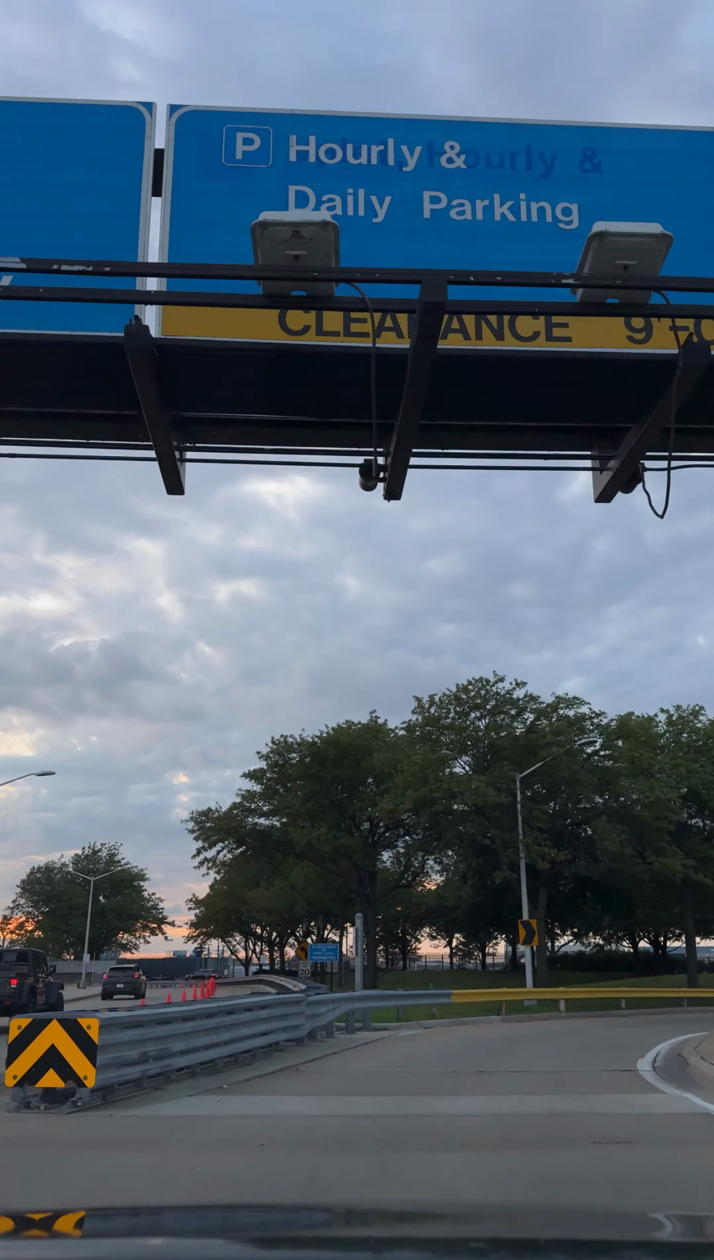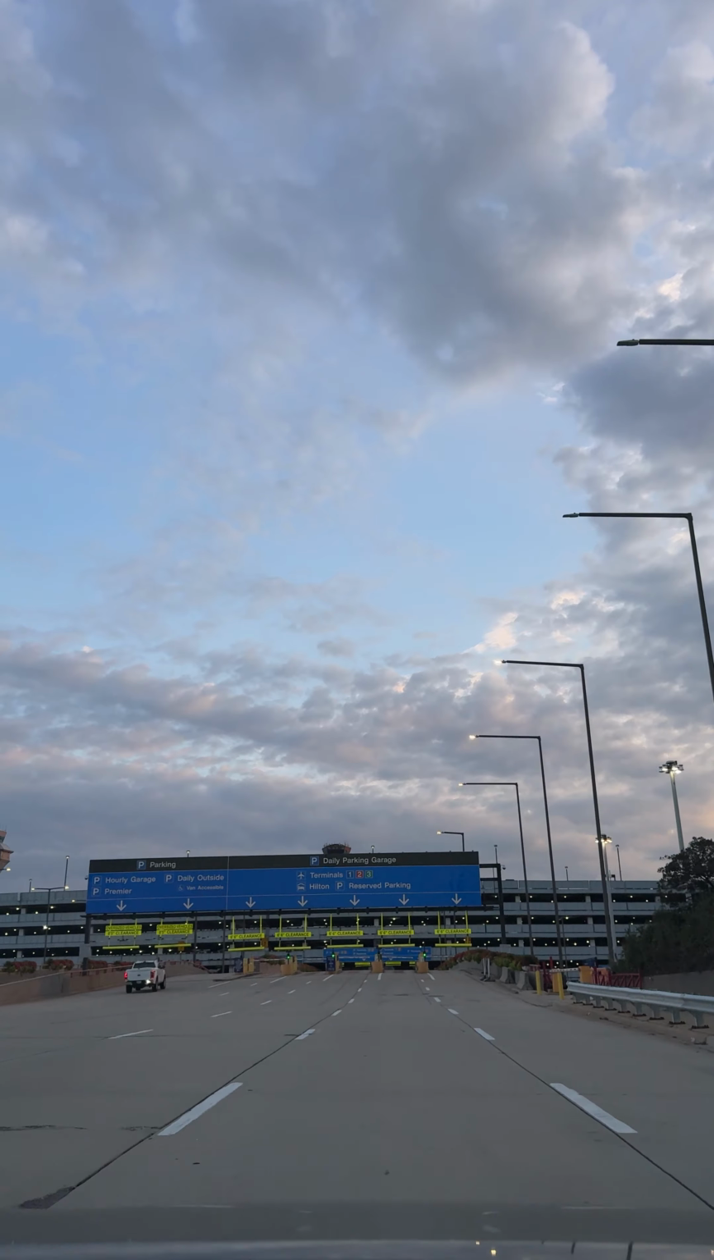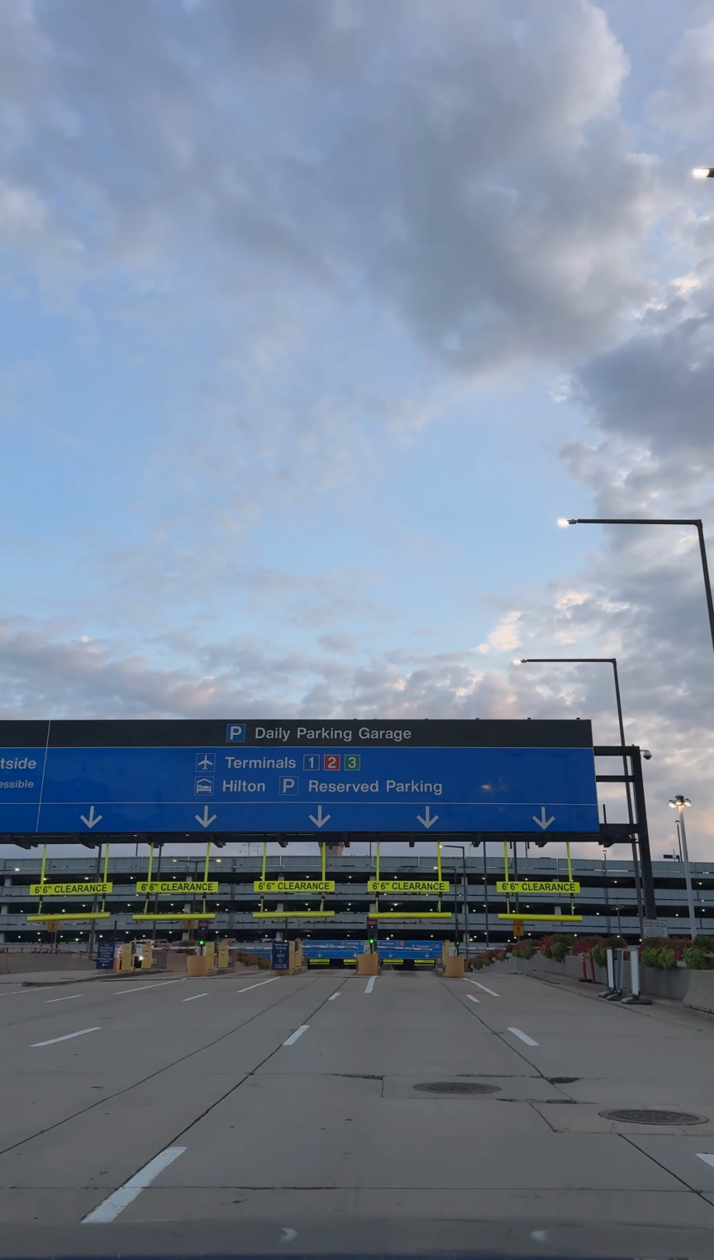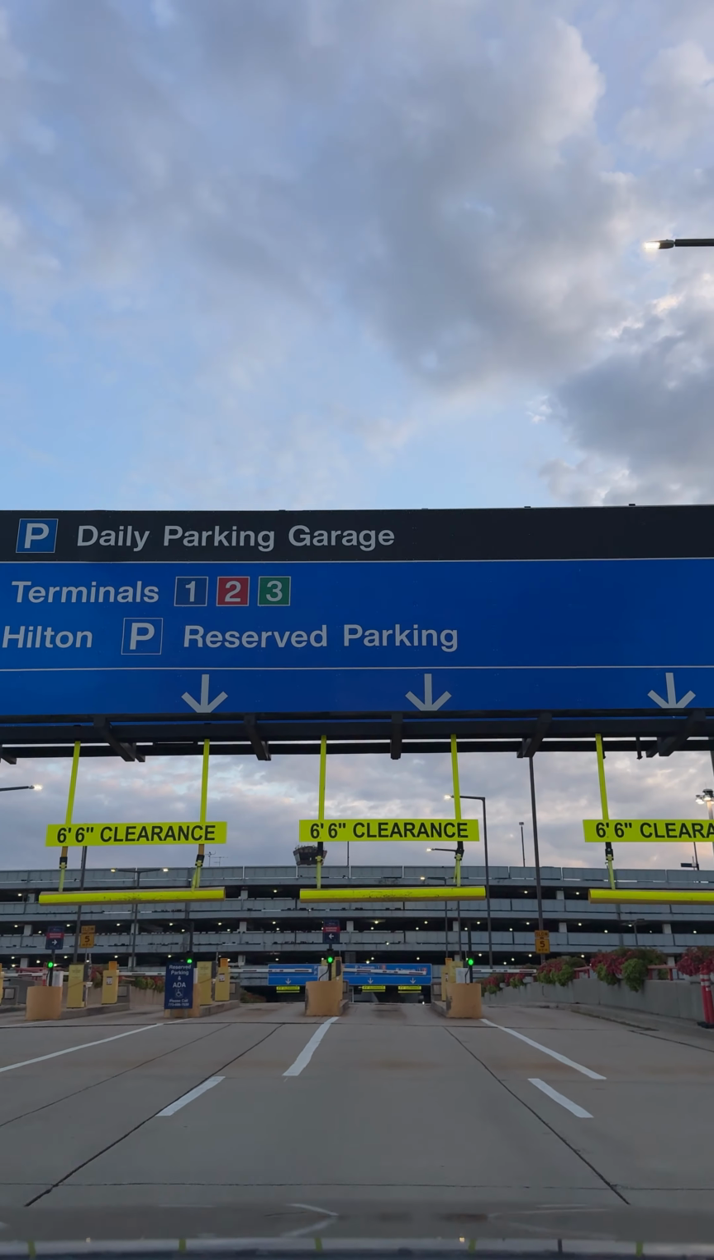So I'm going to drive in this lane, and my company actually has given us parking passes. Right now, I don't know if this was reserved parking or not, but I got into this lane anyway because I already had a pass. So it says, terminals 1, 2, and 3, Hilton reserved parking.